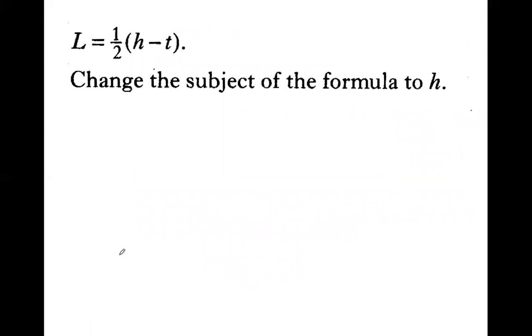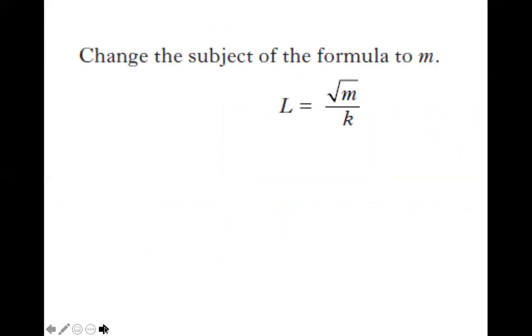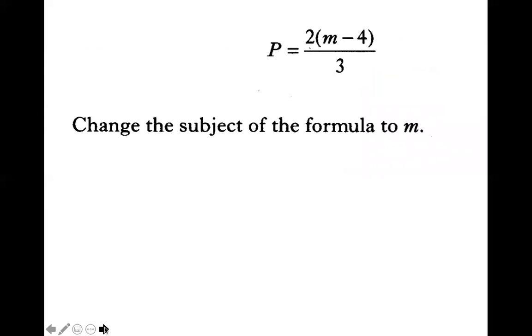And then after that, I just put some past paper type questions. You can see they're not too difficult. Change the subject of the formula to H. So you would get rid of the fraction first, times by 2 both sides, and then add T. So you can see this could be a couple of marks. Typical past paper questions are all coming that way.